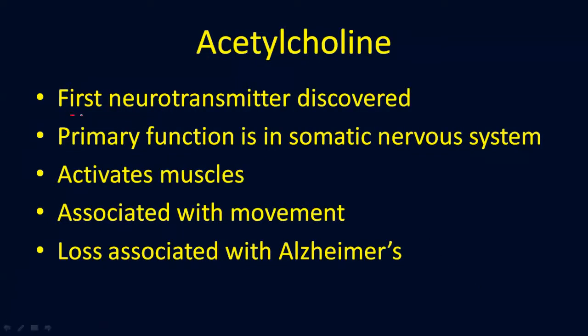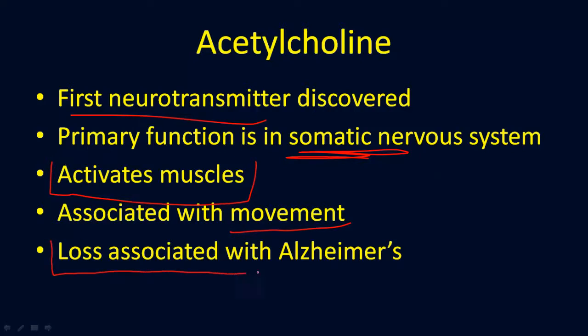Acetylcholine. It was the first neurotransmitter discovered, and it's connected primarily in the somatic nervous system because it's associated with muscle movement. And so acetylcholine activates the muscles in the body, but interestingly enough, the loss of acetylcholine is associated with Alzheimer's as well.